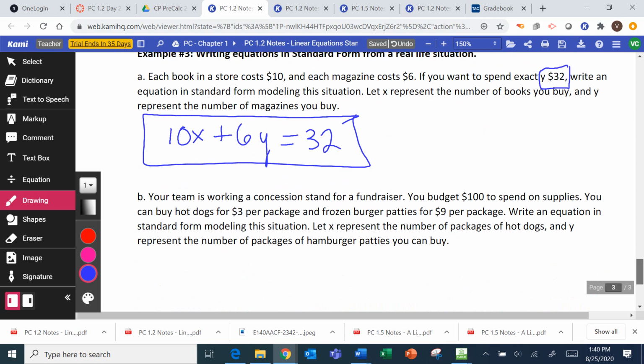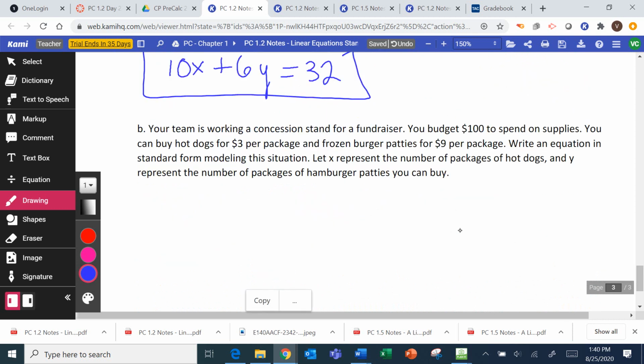So I'm going to read this one. You guys are going to write on your paper, or whatever you're taking notes on, what you think it would be. Your team is working a concession stand for a fundraiser, and you budget $100 to spend on supplies. You can buy hot dogs for $3 per package and frozen burger patties for $9 per package. Write an equation in standard form modeling the situation. Let x represent the number of packages of hot dogs and y represent the number of packages of hamburger patties you buy. Did you already write it down? Is that super fast? I hope so. It should be pretty easy.